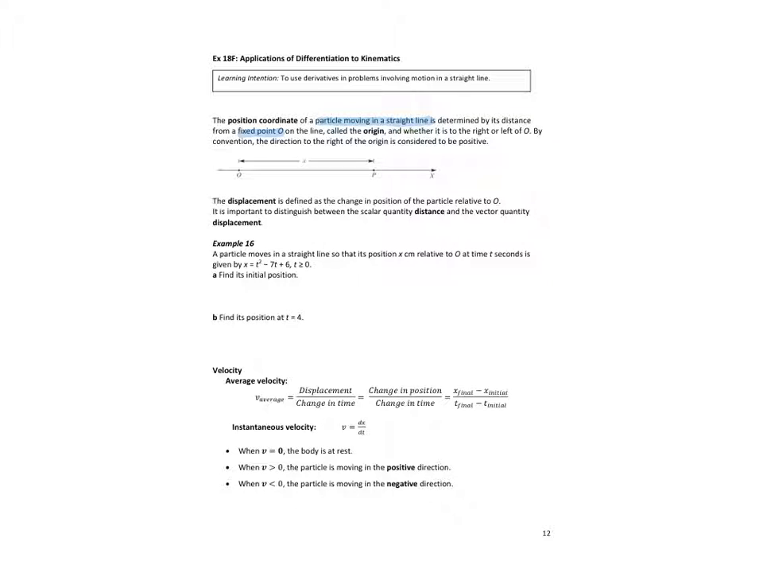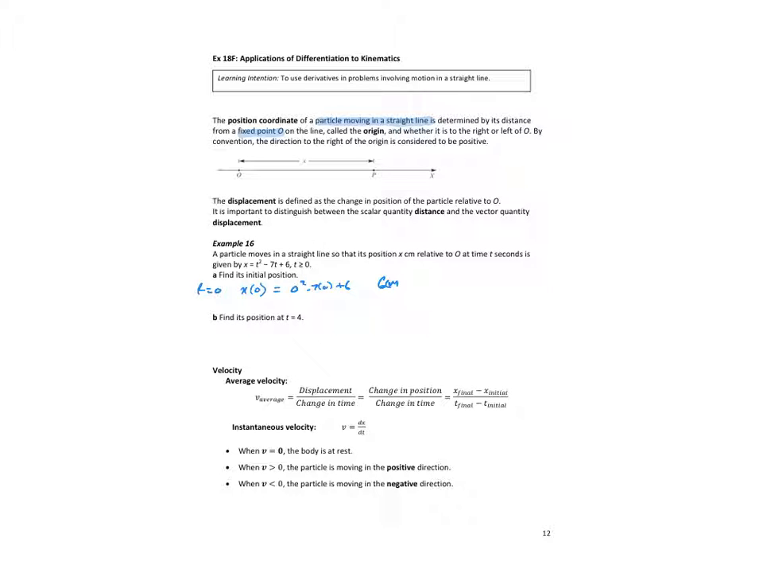All right, so let's have a bit of a look. A particle moves in a straight line, so its position is given by x equals that. Find its initial position. So the initial anything means t is equal to 0. So at t equal to 0, x of 0 is equal to 0 squared minus 7 times 0 plus 6, which is 6 centimetres. So we're starting 6 centimetres to the right of the origin.